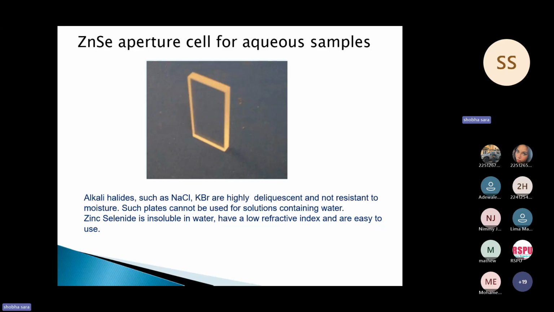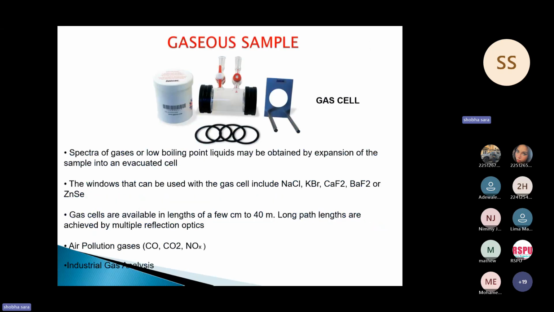Then for gaseous samples, we have the gas cell, for the spectra of gases or low boiling point liquids. HCl also we can do in this one. Put some drops of HCl in this and close it tightly. The path length is important because this much space should be there. Because it is not thick, it is gas, it will disperse, and the concentration may not be like that of a solid or a liquid. So we need a little more path length for gaseous samples. This can be used for gases or low boiling liquids.